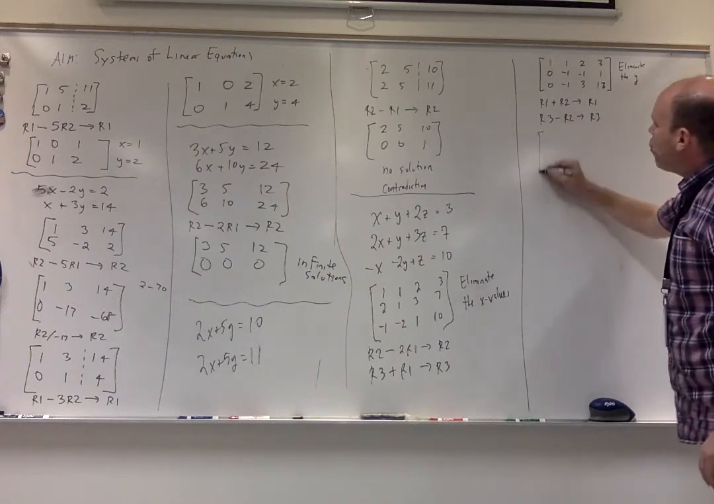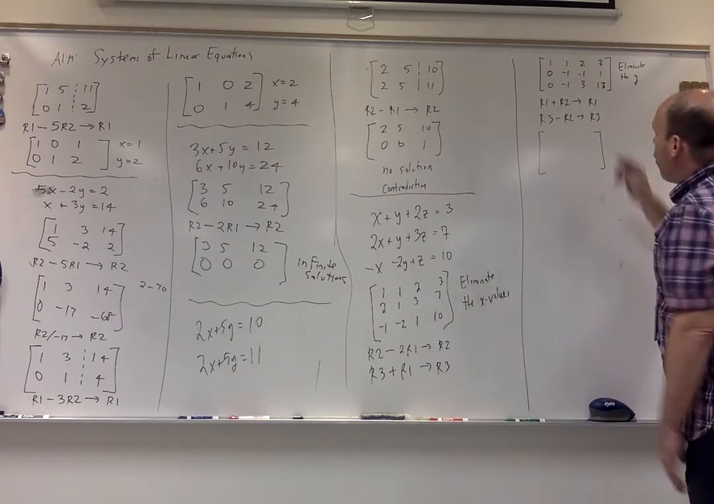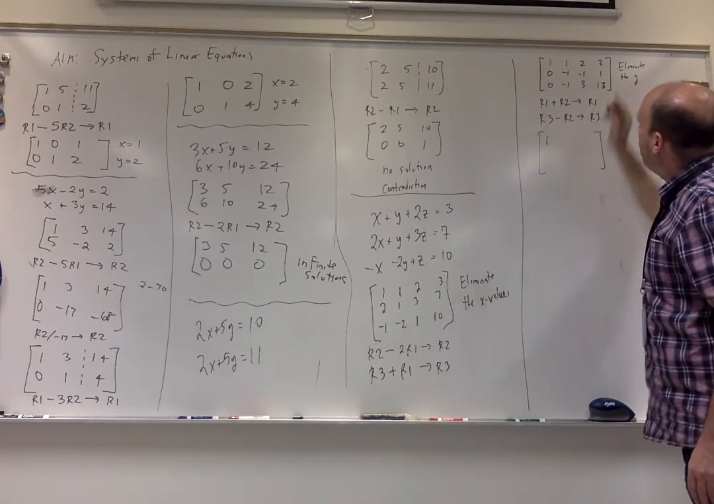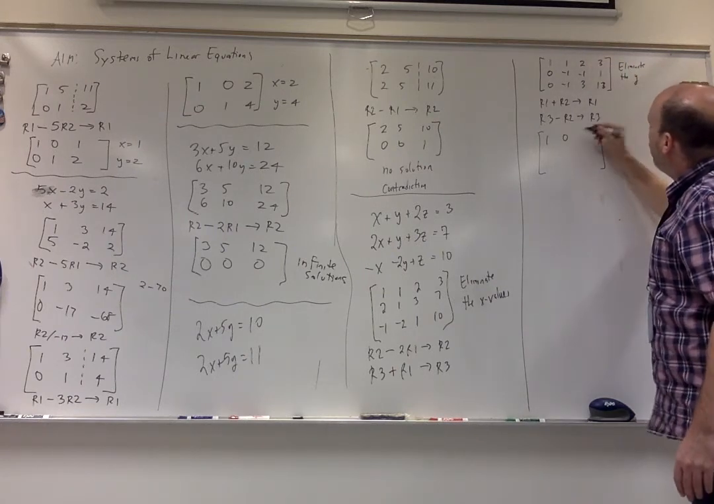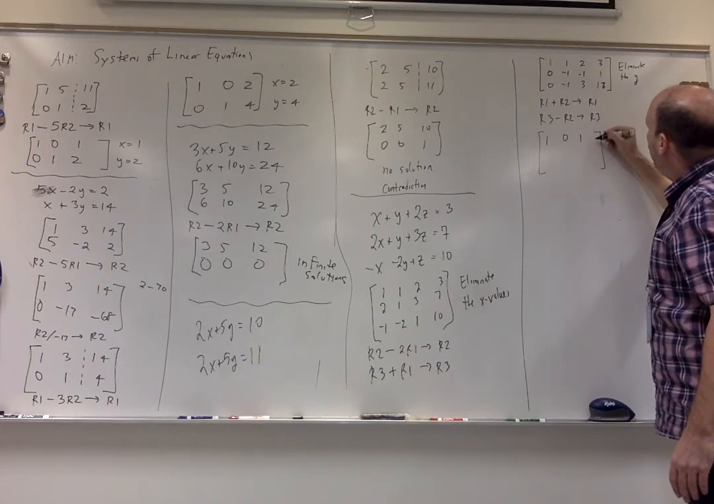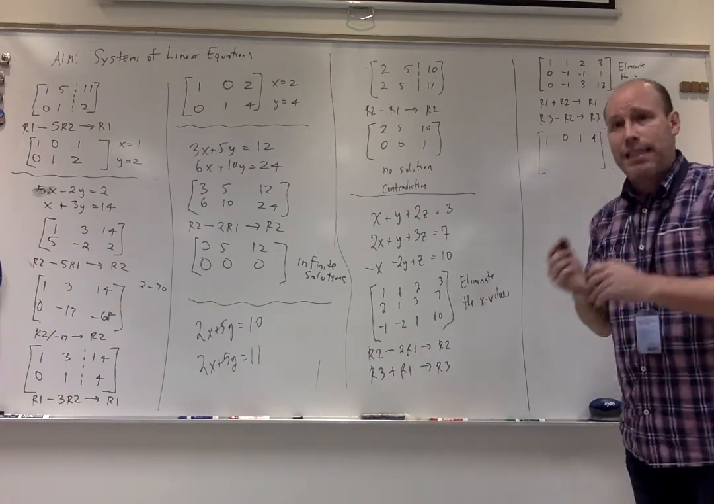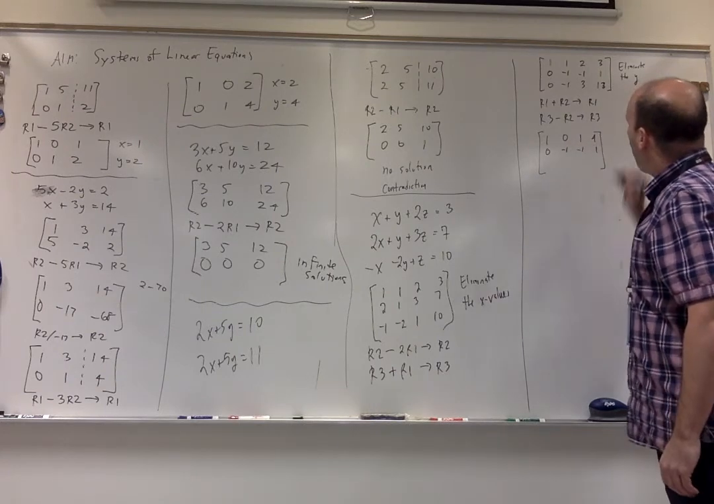What's my new matrix? Well, let's see. Row 1 plus row 2. 1 plus 0, 1. 1 plus negative 1, 0. 2 plus negative 1, 1. 3 plus 1, 4. I didn't have any instructions for my second row, so it stays the same. 0, negative 1, negative 1, 1.